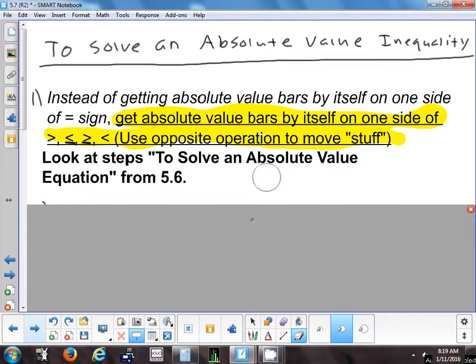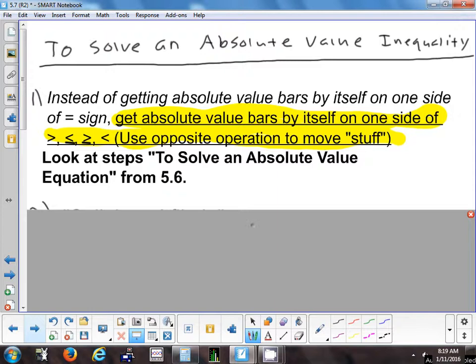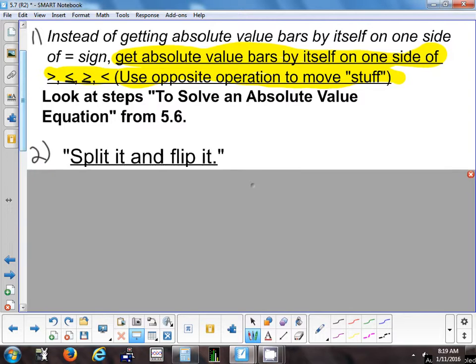Yeah, guys, in that first step, if the absolute value bar is not by itself, there's something else outside, you're usually doing one of 3 things. Either you're subtracting, you're adding, or you're dividing. One of the 3. Sometimes there might be 2 steps you have to do to get it by itself.